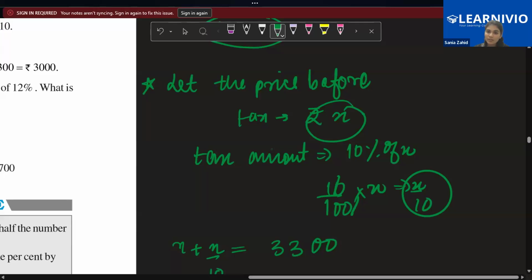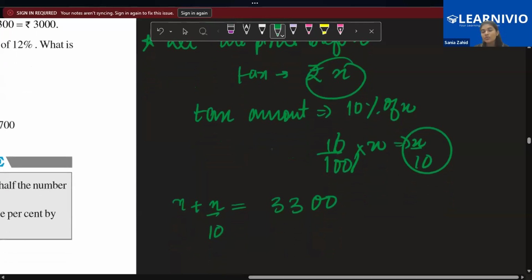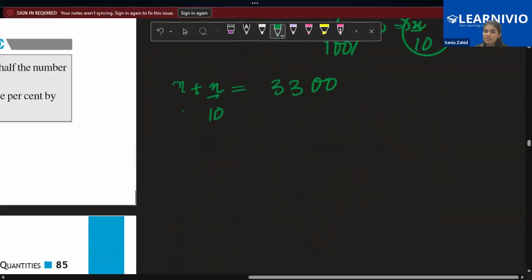You first have to calculate the price before tax that you are assuming as X rupees. Then you have to calculate the tax amount. That will be 10% of the original. That means 10% of X. When you do X plus X by 10 is equal to 3,300, now calculate the value.